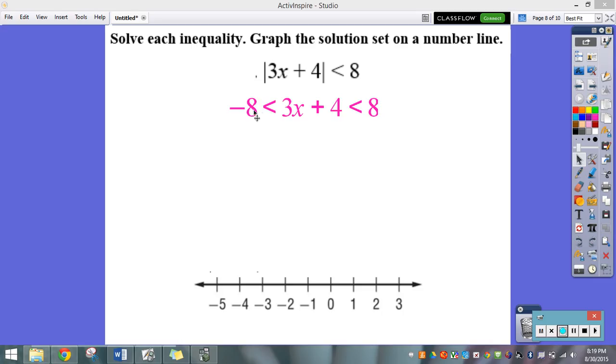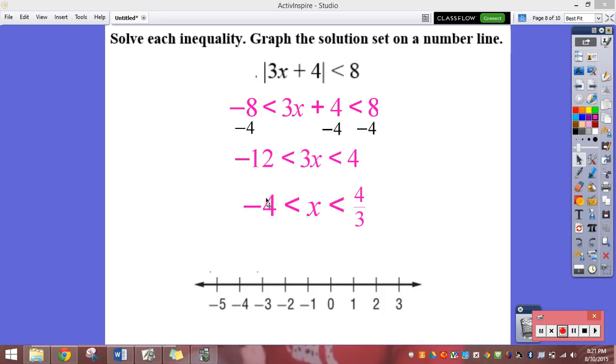Now I just solve this like any compound inequality. Whatever I do to one side, I do to the other. I start by subtracting 4 from everything, and then I divide by 3. Subtracting 4 from everything gives me this conjunction, and then dividing by 3 gives me negative 4 is less than x, which is less than 4/3. Now I need to graph that solution set.